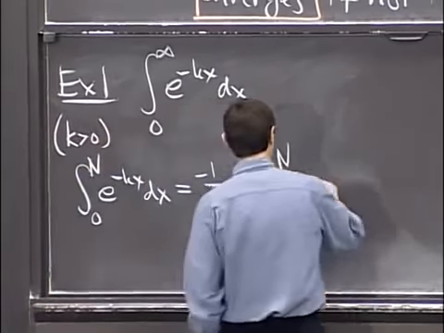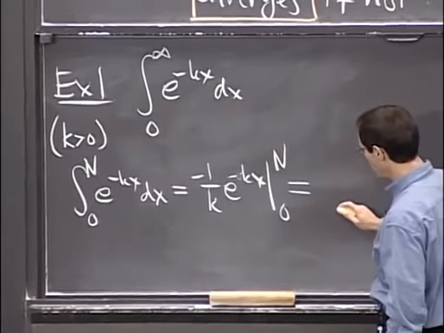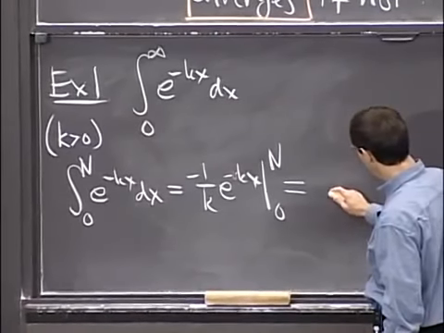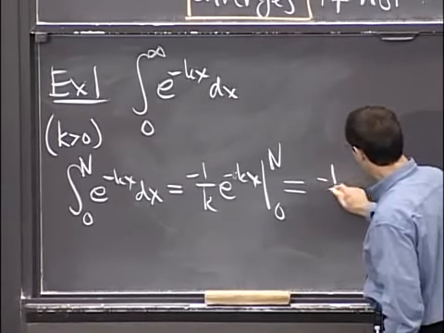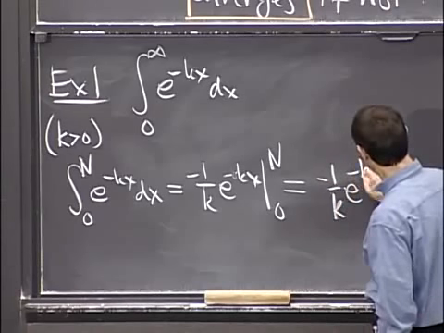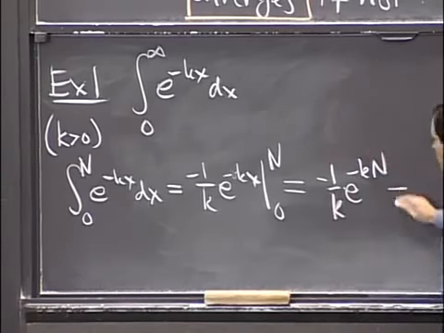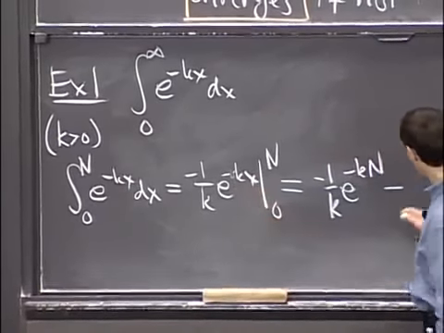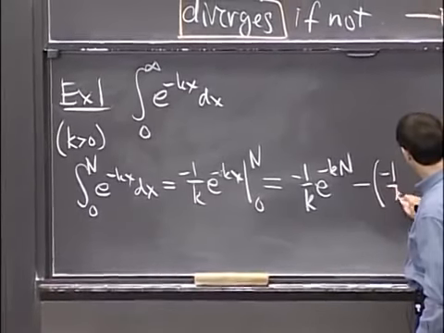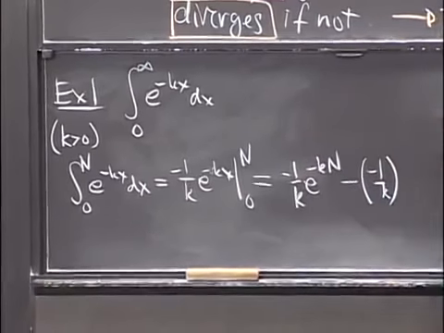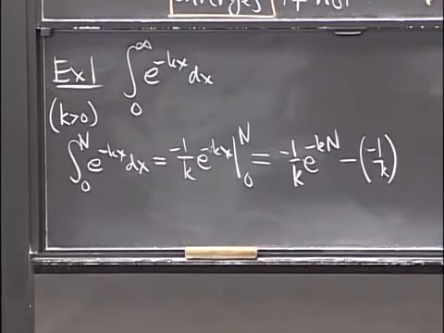And that, if I plug in these values, is minus 1 over k e to the minus k capital N minus, now if I evaluate it at 0, I get a minus 1 over k times e to the 0. All right? So there's the answer.